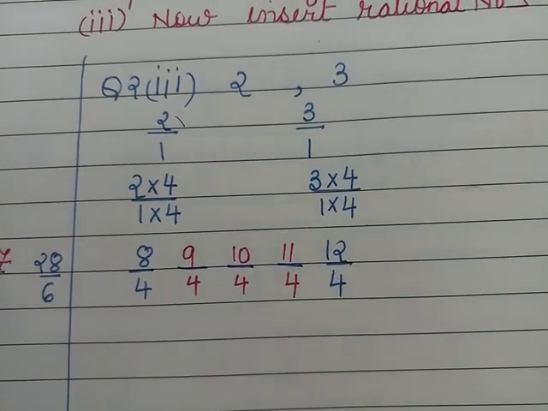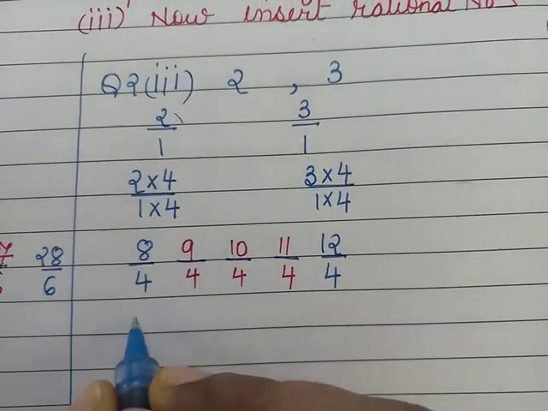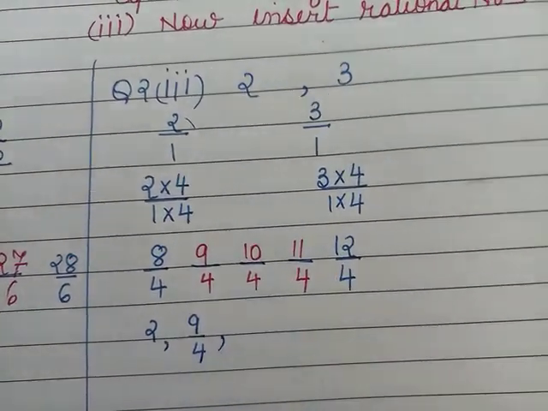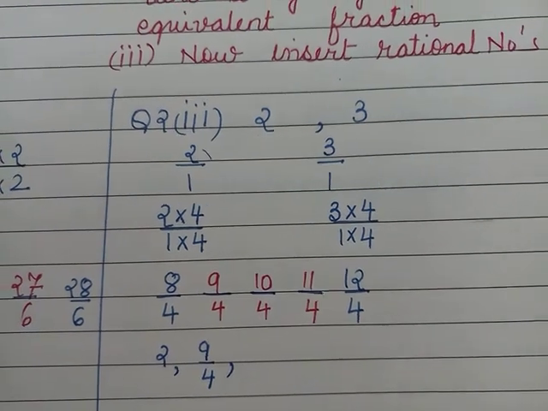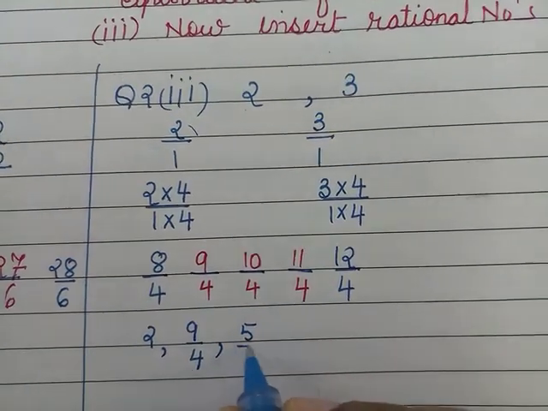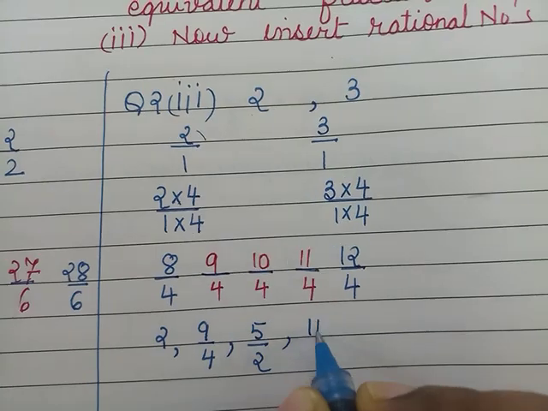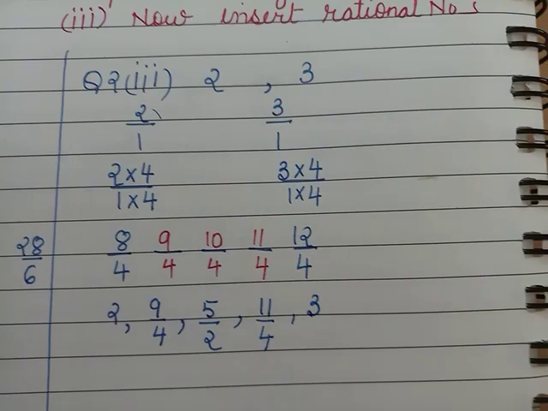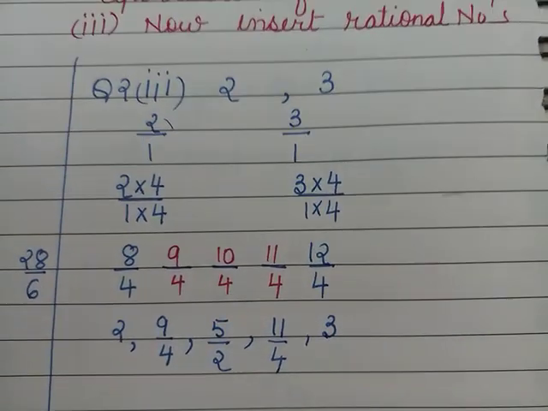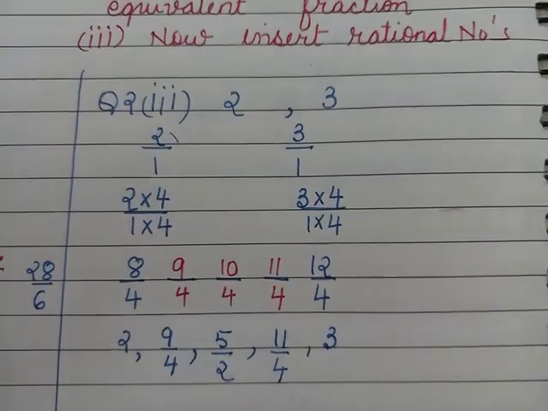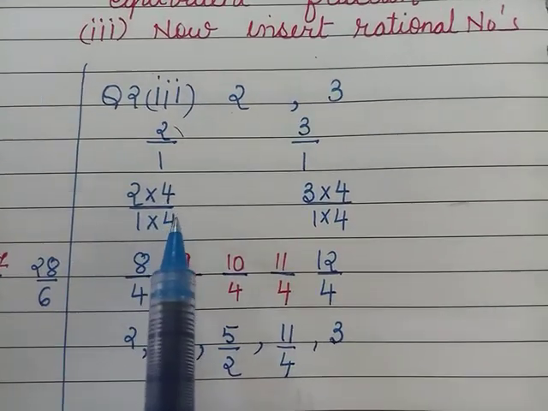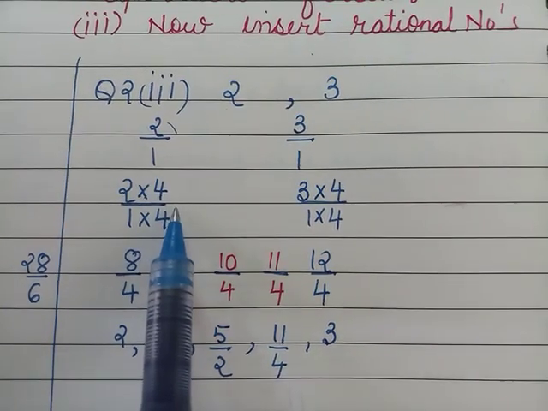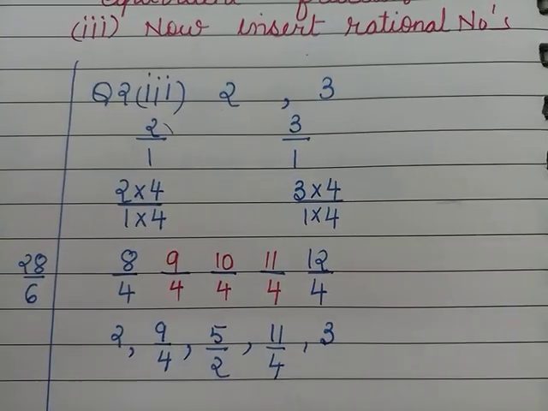We always write the answer in the simplified form. So it was 2. 9 by 4 cannot be simplified, so it remains the same. 10 by 4 can be written as 5 by 2. 11 by 4 we write as it is, and 12 by 4 is 3. This way I have inserted 3 rational numbers between the given rational numbers. See, important is which number to be multiplied. If they ask you to insert 3, you multiply it with 4. Okay, children?